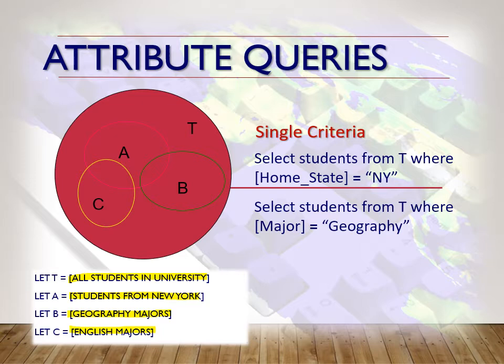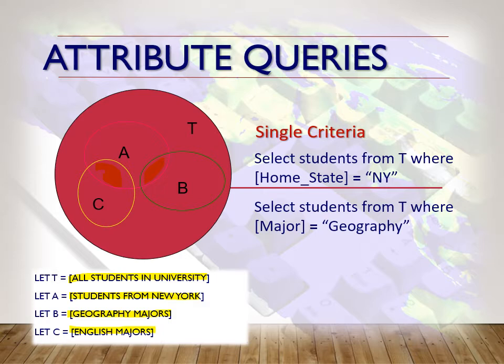If you have A and B, that means we have students from New York that are geography majors. A and C are students from New York who are English majors. But we don't have overlap from C and B because we're assuming that everyone has just one major. So with these concepts, when we are creating an attribute query, sometimes you want to query from more than one field or more than one variable.